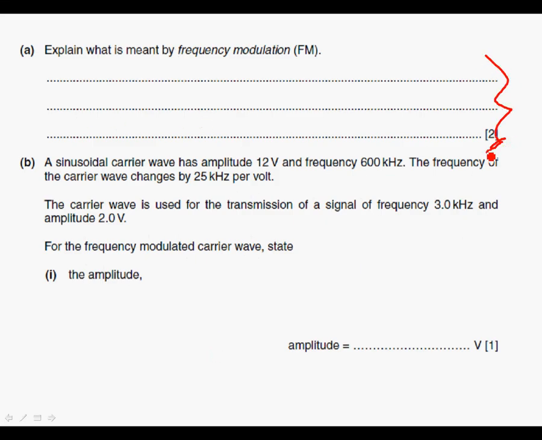One last question here again, what is FM? It depends on the marks. If time permits, you write all the points there. If not, I suggest you write the first 2 points that I've shown you before, right?